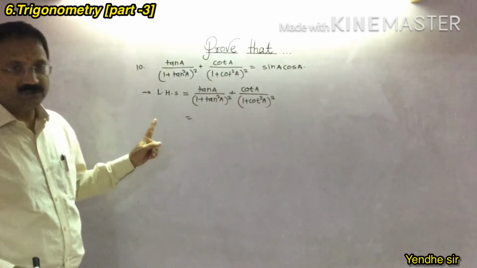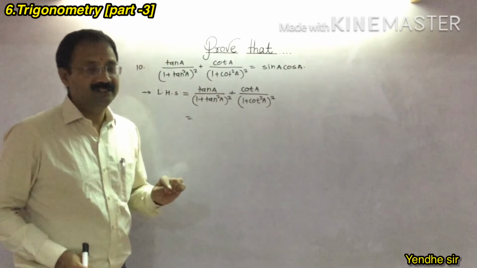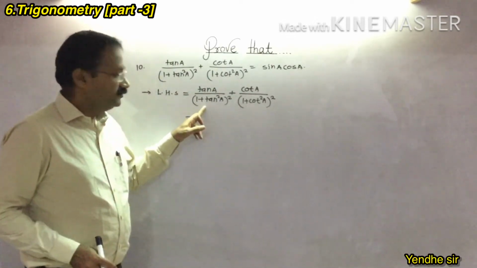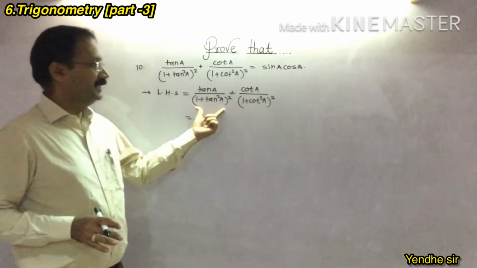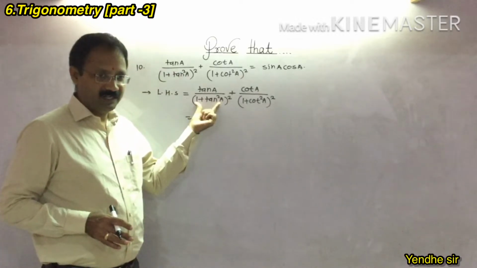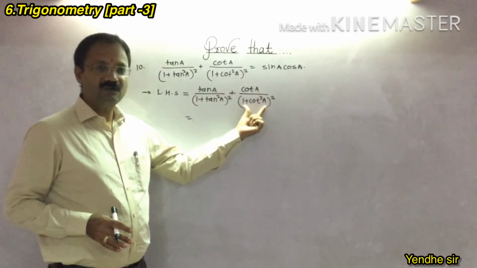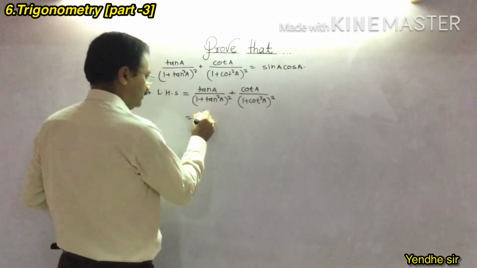So which is our first rule? Take the LHS. I have taken LHS. But see here, if you use the first rule, write the formula, it will be lengthy. For that one, you know the formula for 1 plus tan square A and 1 plus cot square A. So it will be reduced. So I am going to reduce it first.